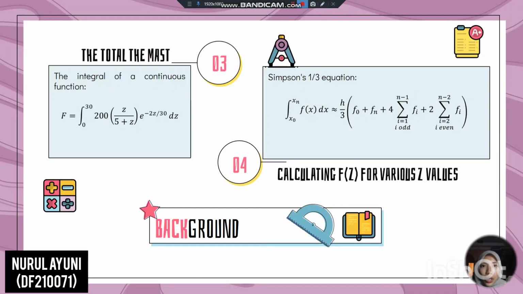Next, in the background, I want to show you the equation we use for solving this problem. Firstly, the total mass. This is the equation we use. Second, for calculating Fz for various z values, this is the Simpson 1/3 equation.